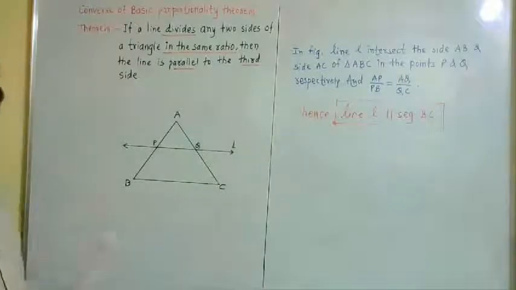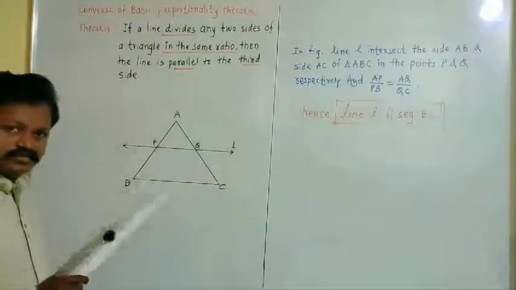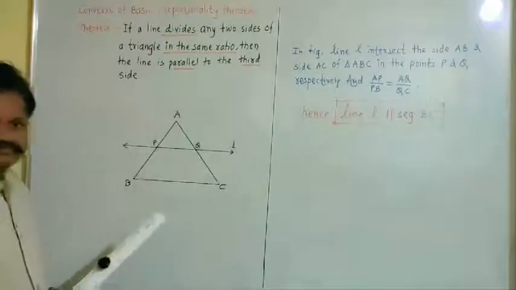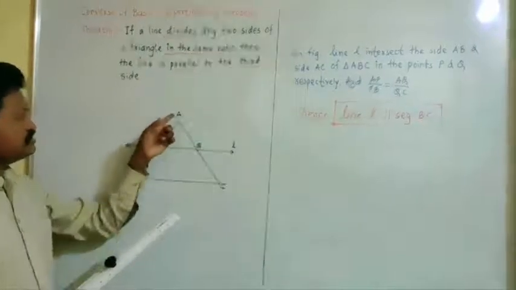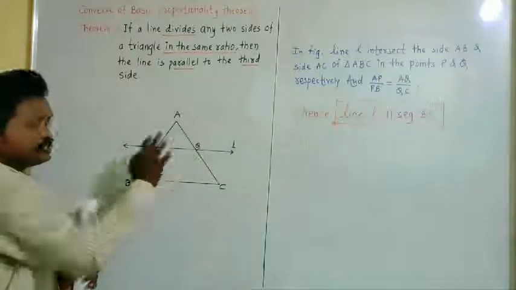So we see only the statement here. So look here, in triangle ABC, line L intersects side AB and side AC at points P and Q.